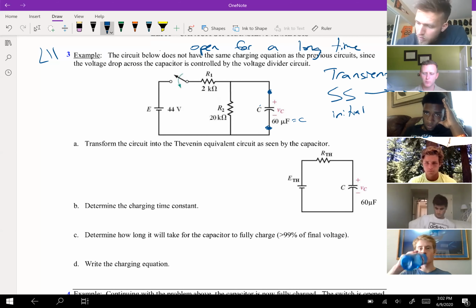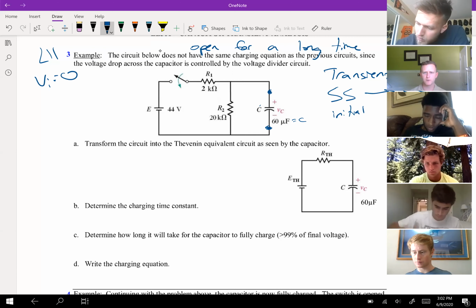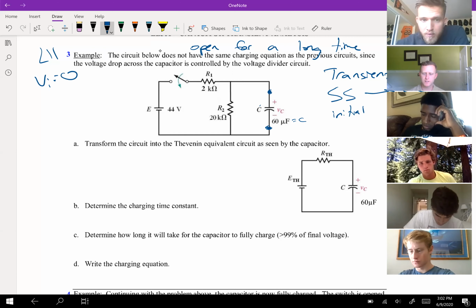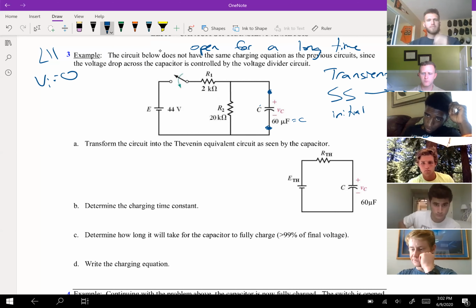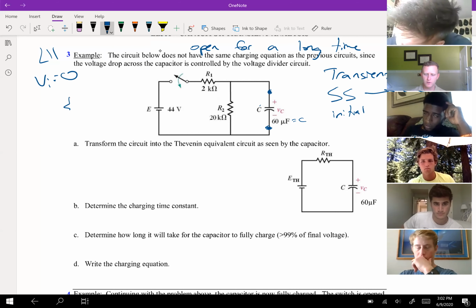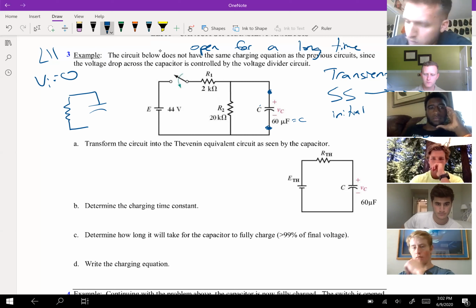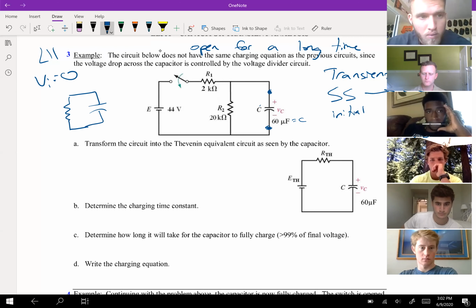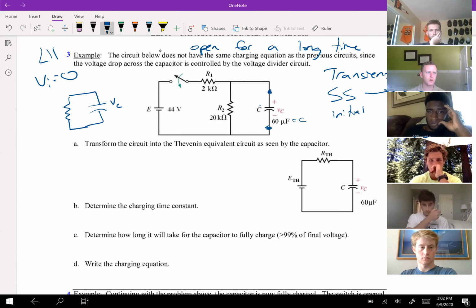So this V initial, because it's been open for a long time, V initial is 0. Does that make sense? That it is not plugged in to a voltage source? Whenever it's open, the circuit essentially looks like this. There is no voltage source. So all the charge that was inside of this dissipated into that resistor until it finally reached 0. So if it's been open for a long time, then its V initial is 0. Anybody not comfortable with that idea?